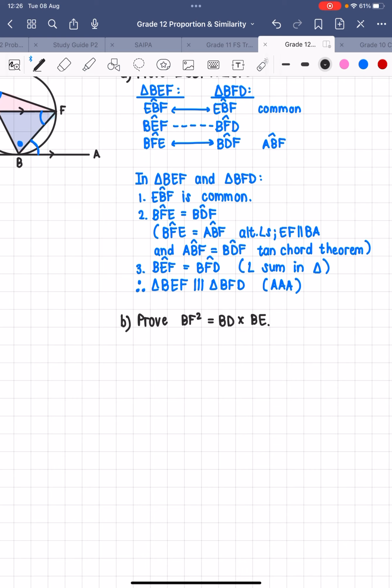Now, what are we going to use to prove that? Our fractions. So we're going to say first 2 sides over first 2 sides, second and third over second and third, and first and third over first and third. So we're going to say BE over BF is equal to EF over FD is equal to BF over BD. Reason is similar triangles.